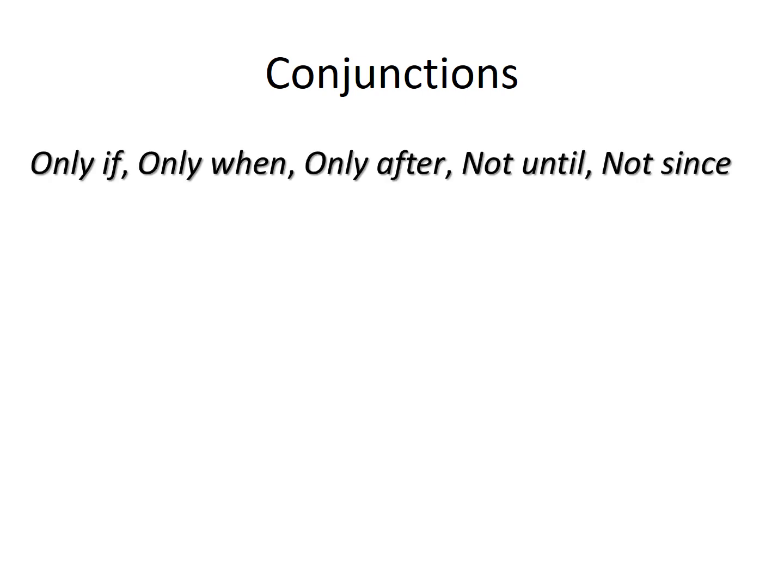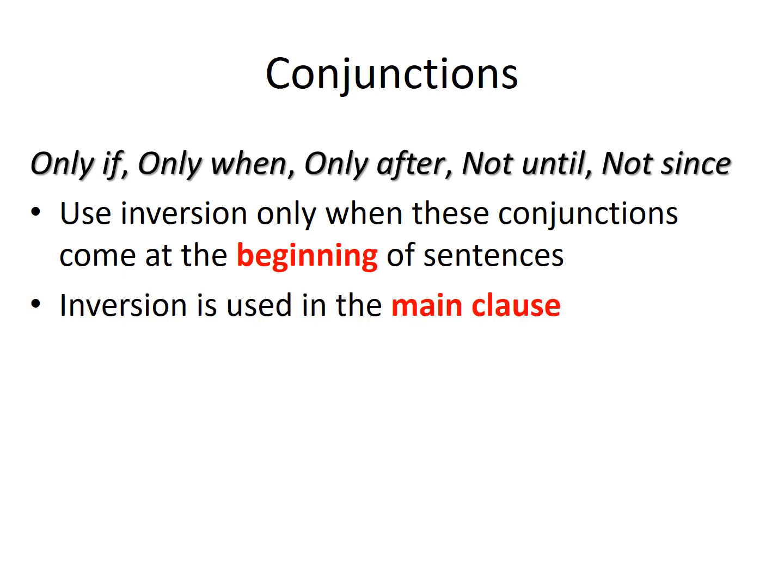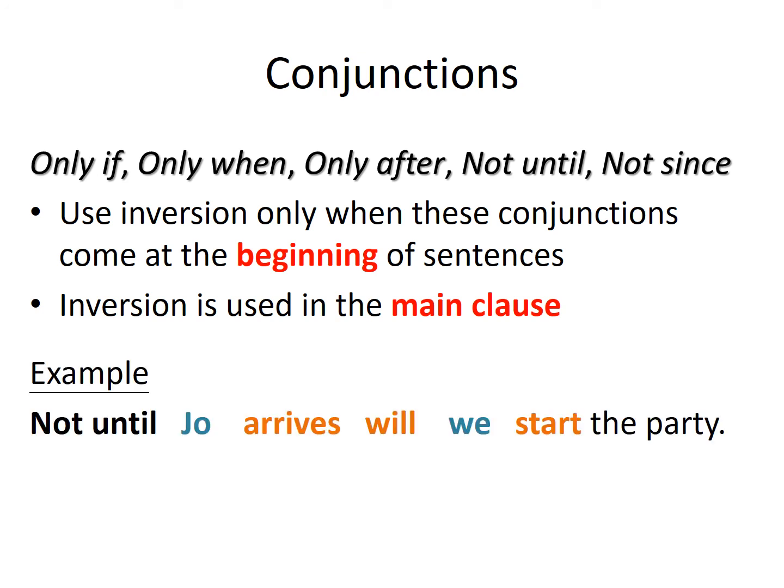The other conjunctions that can adopt the inverted structure are only if, only when, only after, not until, and not since. However, the inverted structure is used only when these conjunctions come at the beginning of sentences, and inversion is only used in the main clause. So which part is the main clause? Main clause is the main idea that you want to convey in the sentence. So the words linked with the conjunctions are not the main clause. Let's look at the example.